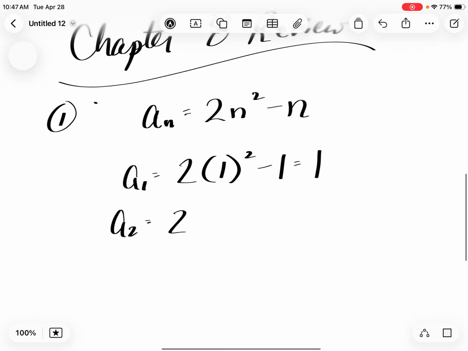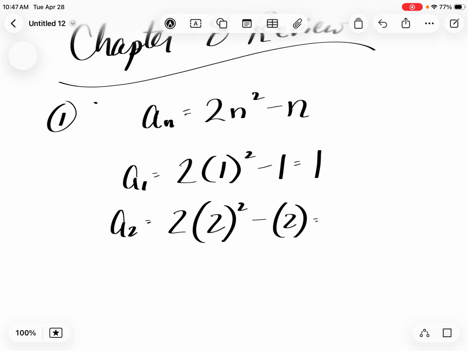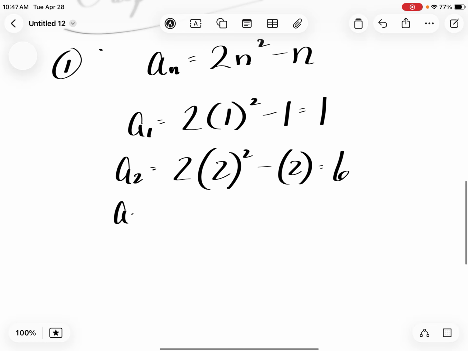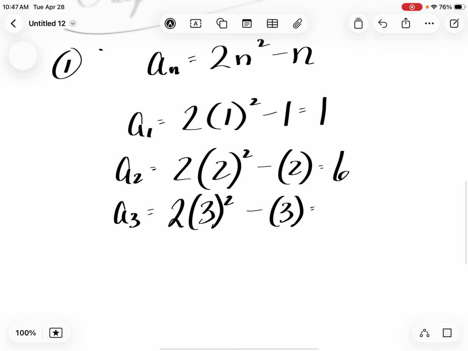A2, this is not a recursive. We're just plugging in the numbers 1, 2, 3, 4, 5, 6 and see what happens. So 2 squared is 4, times 2 is 8, 8 minus 2 is 6. A3, 2 times 3 squared minus 3. 3 squared is 9, times 2 is 18, minus 3 is 15.